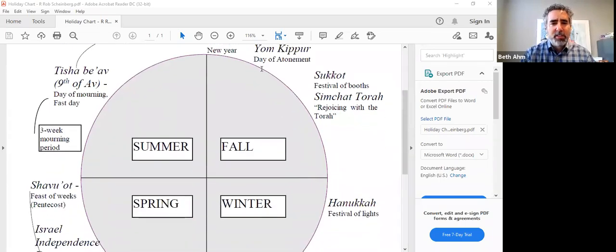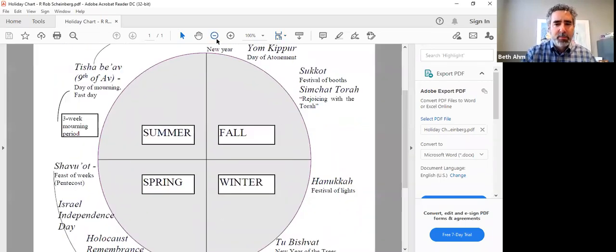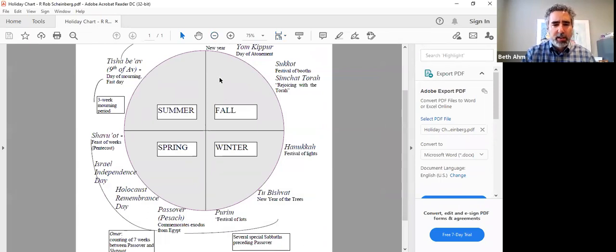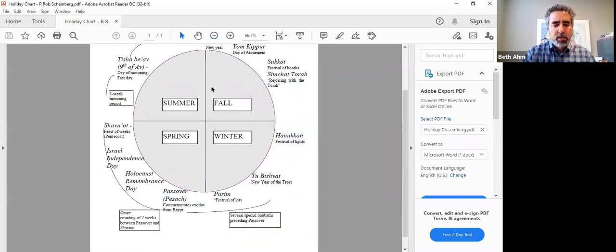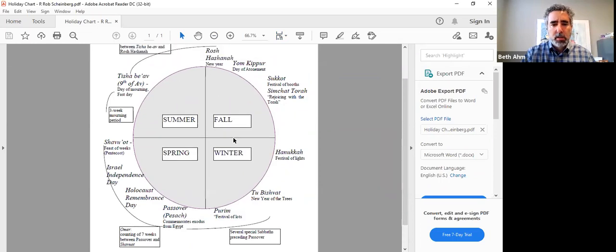Might be a little hard to see at the size I need to make it, but I hope it's going to work out a little bit. Okay. So we have here sort of a seasonal calendar right in the middle. Fall, winter. I'm starting with fall because that's where the new year starts. Fall, winter, spring, and summer.